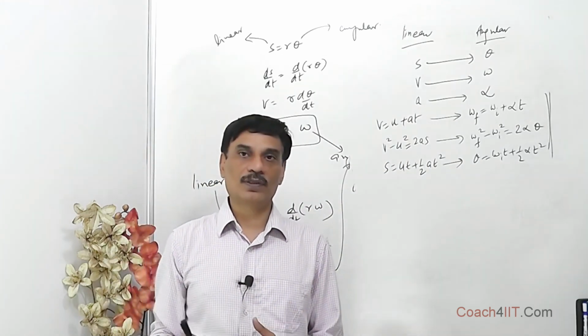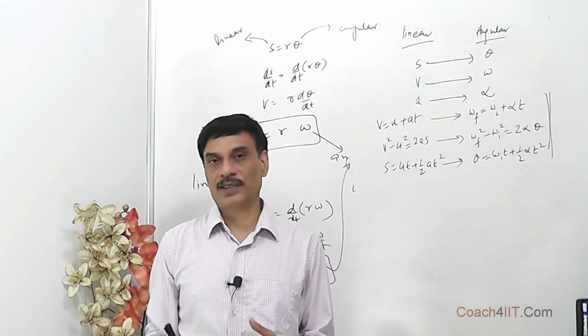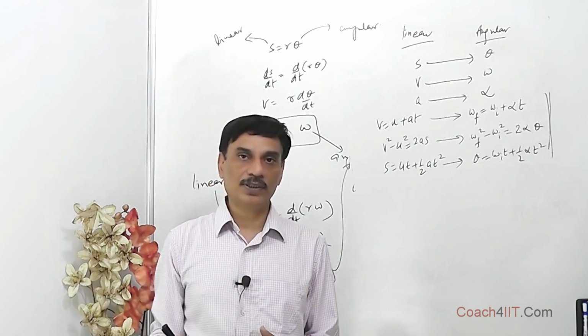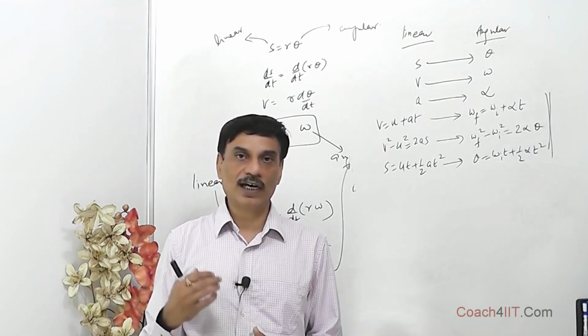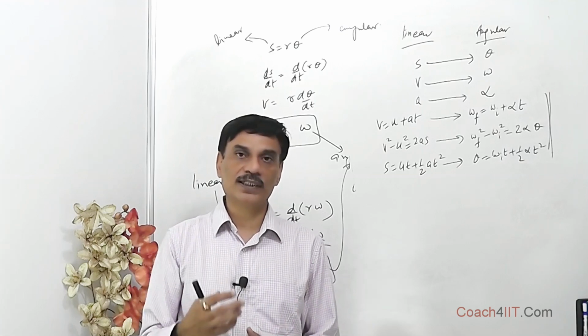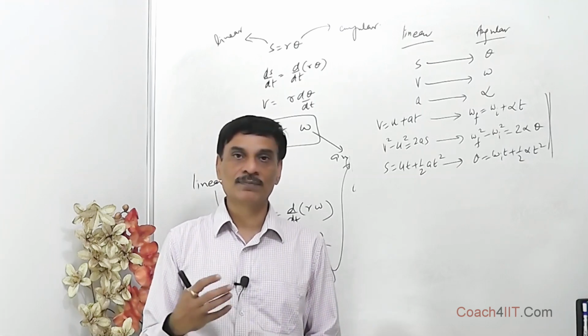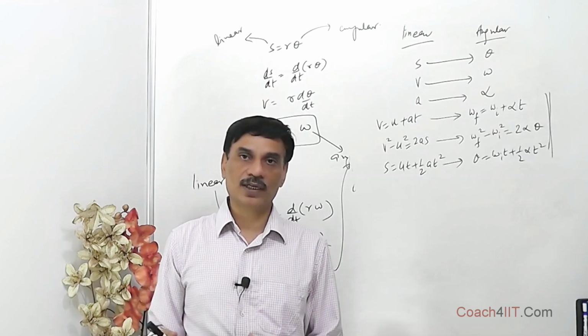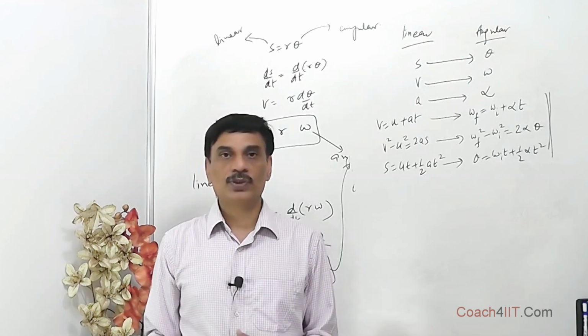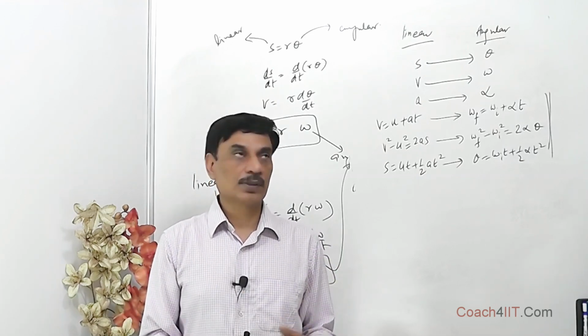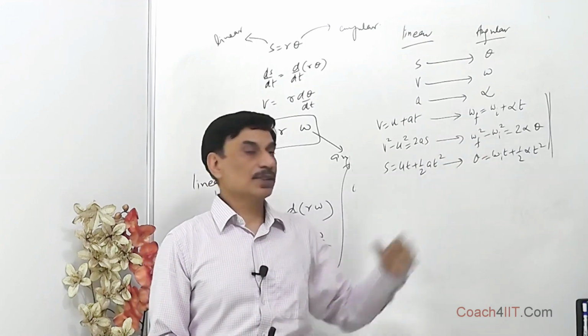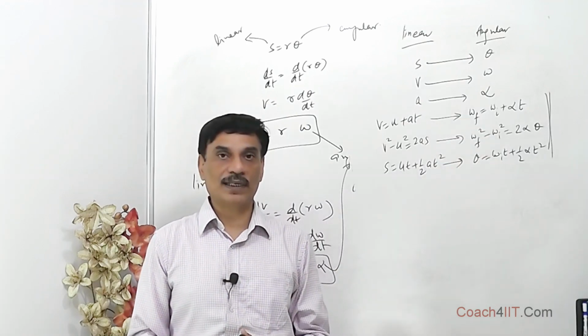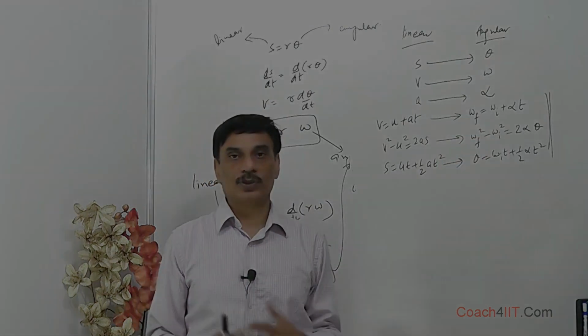You can use these equations to solve various numericals. As you had solved numericals in motion in one dimension using the equations of kinematics, that is v is equal to u plus at, v square minus u square is equal to 2as, s is equal to ut plus half at square, on the same lines you can solve the questions using these equations, omega final is equal to omega initial plus alpha t, and from these equations you can get the answer.